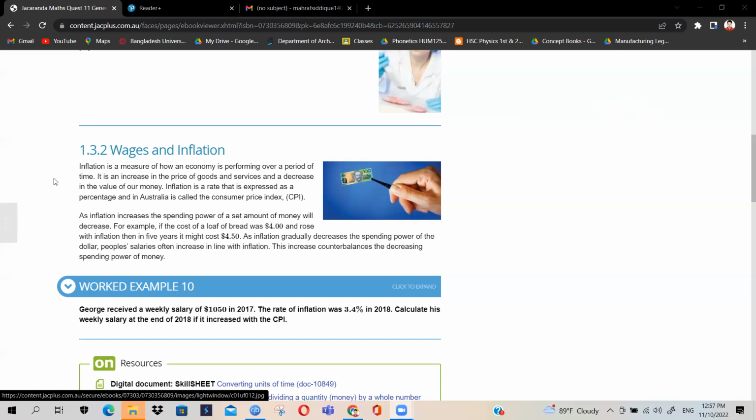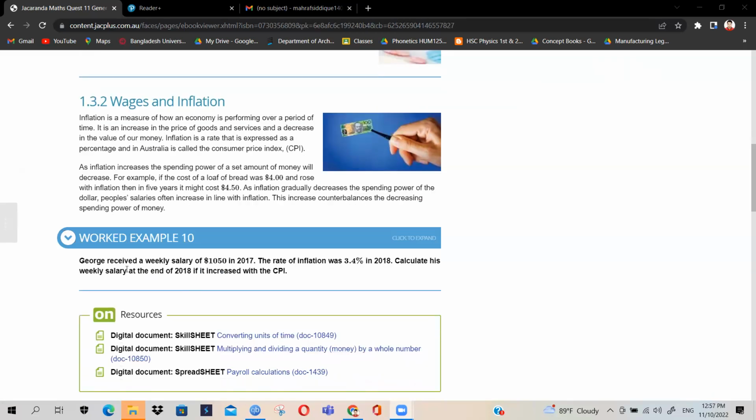All right, so let's see a math. George received a weekly salary of $1050 in 2017. The rate of inflation was 3.4% in 2018. Calculate his weekly salary at the end of 2018. We will calculate it, but you can expect that your government won't pay you this high a raise. I'm definitely sure about it. So you just have to multiply it with 103.4.